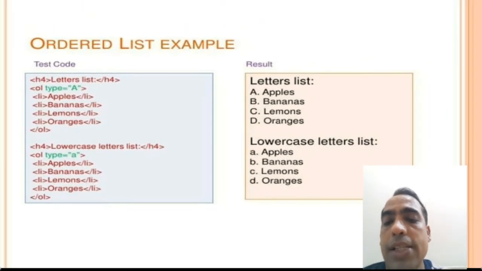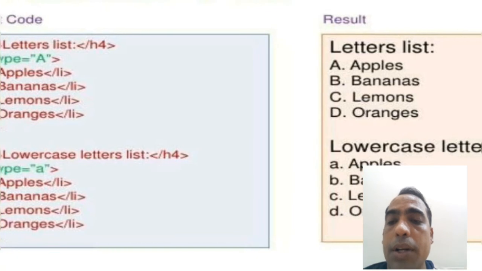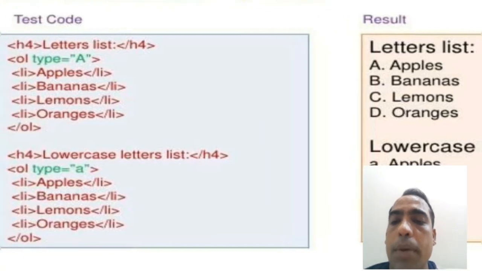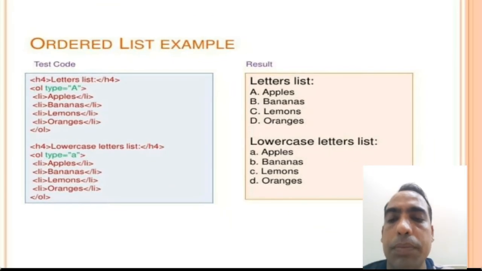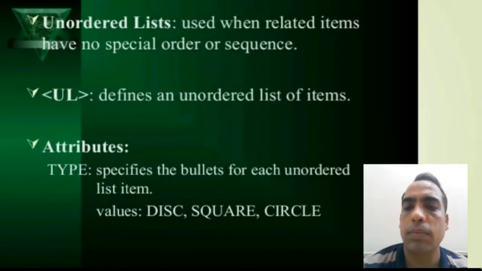Similarly, in the second example, we have written the same code, but instead of capital A, we have written small a. Now you can see the result of this code. Small a apples, small b bananas, small c lemons, small d oranges.